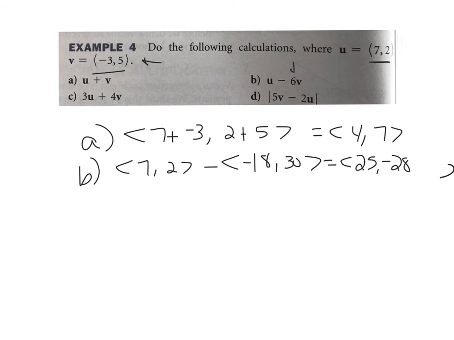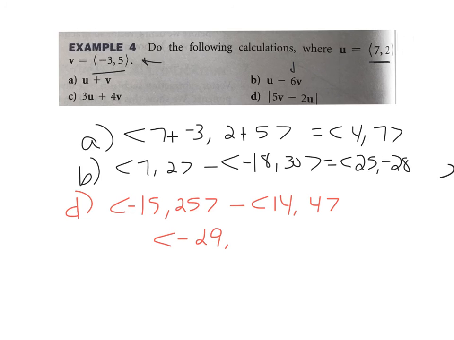So I'm going to do 5v first. Let's change this to red. 5v would be (-15, 25) minus 2u, which would be (14, 4). All I did is multiply the two vectors by what it said to. Let's do the subtraction. -15 minus 14 is -29. And 25 minus 4 is 21.